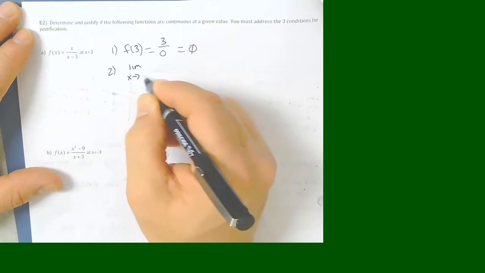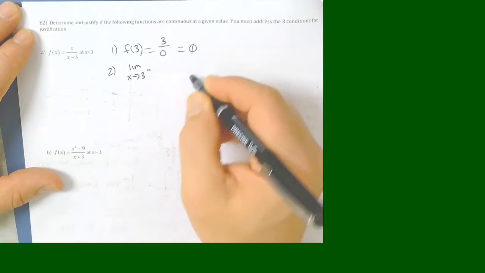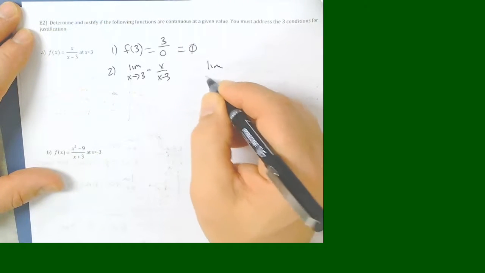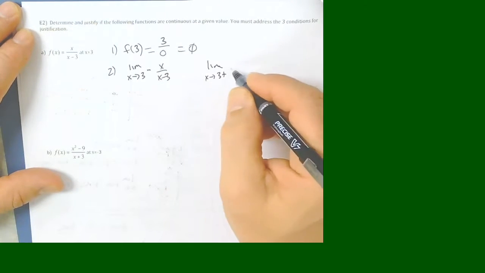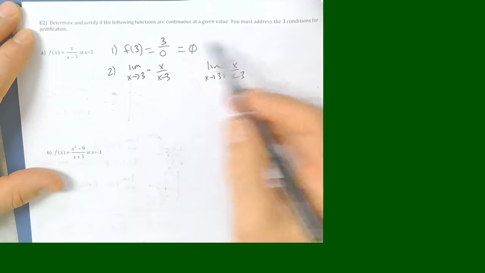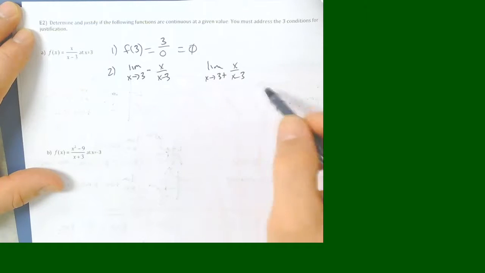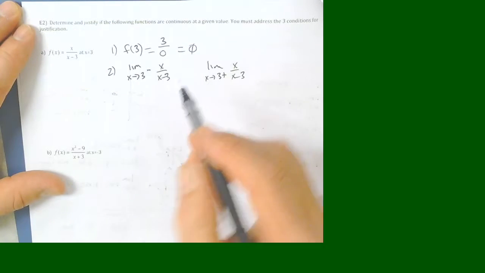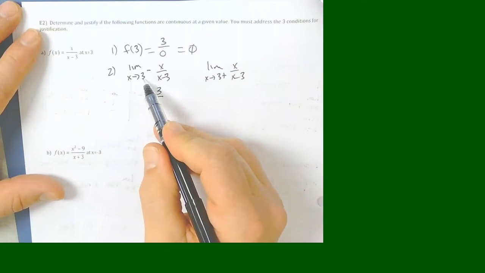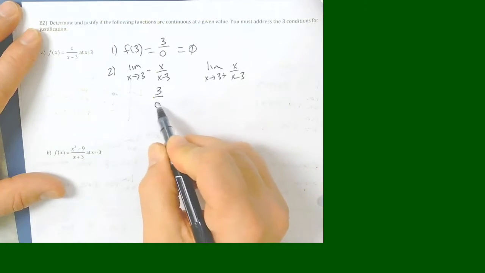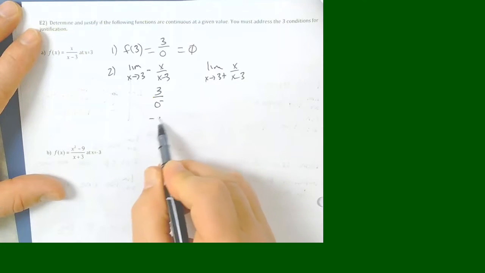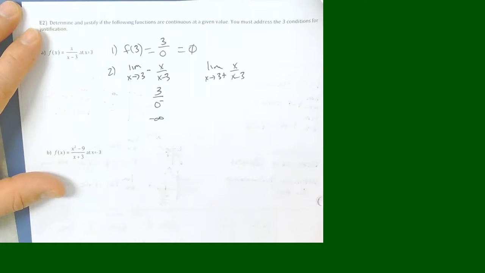Limit as x goes to 3 from the left of x over x minus 3 versus the limit as x goes to 3 from the right of x over x minus 3. Now, we don't need to do this for continuity, but we should still be able to evaluate the limit. As we approach 3 from the left, I get 3 over a little bit smaller than 3, which gives us a negative 0. 3 divided by a really small negative 0 is negative infinity.